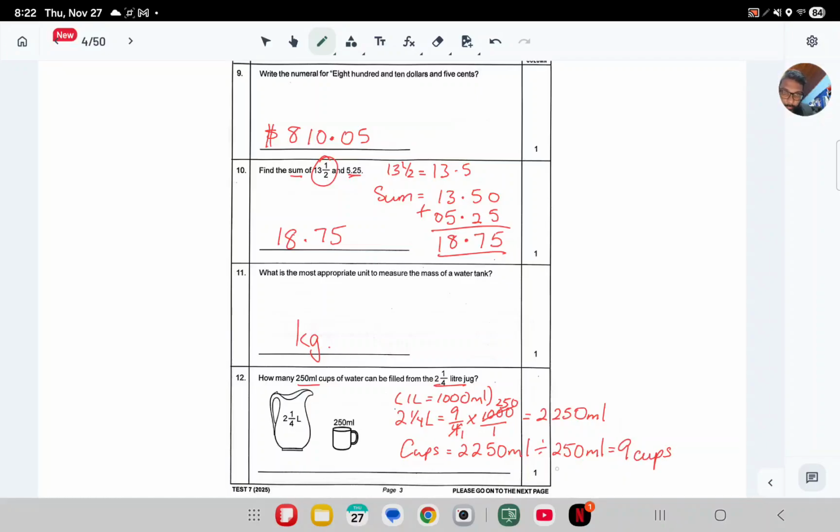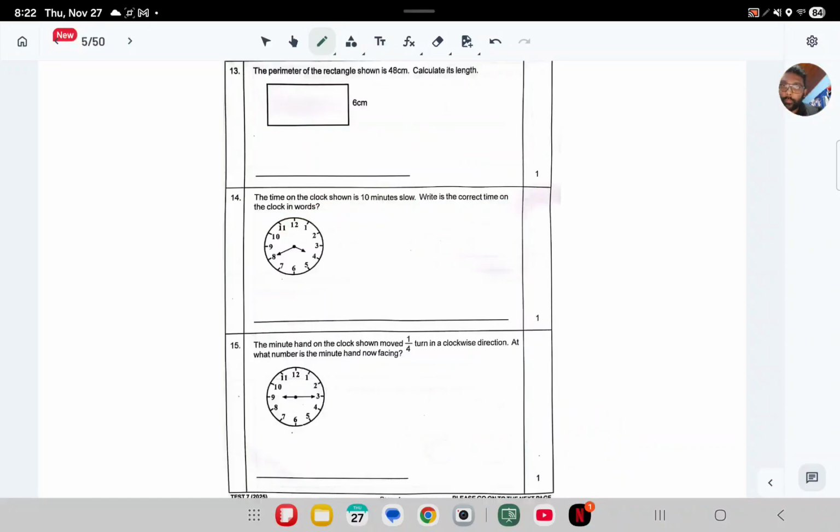Alright, so there's 9 cups you could get from the jug. Moving on to number 13. They said the perimeter of the rectangle shown is 48 centimeters. Calculate its length. So they gave us the perimeter, they gave us the width. Now to calculate the length, all we need to do is apply the formula. Length is equal to half of the perimeter take away the width.